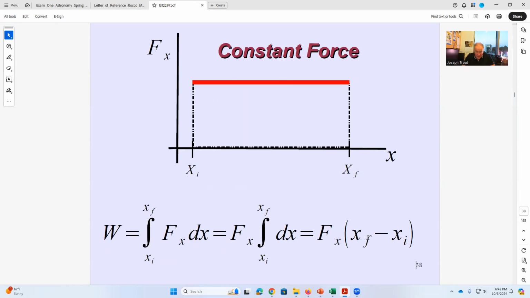This is easy if it's a constant force. The force comes out of the integral sign, and we end up with the force and the integral of dx, but the integral of dx is just x. So if the force is constant, we end up with F times x final minus x initial.